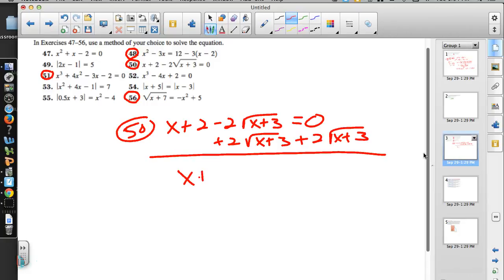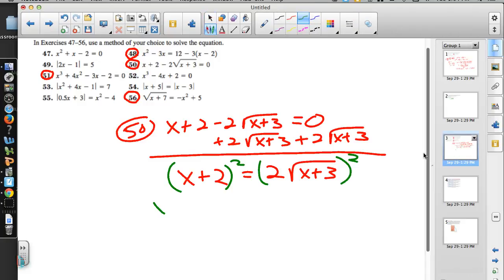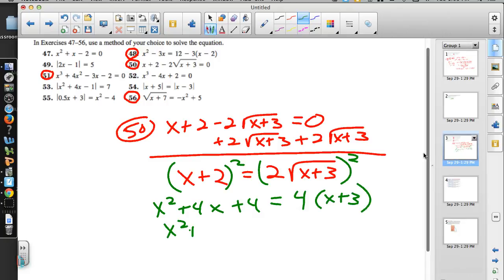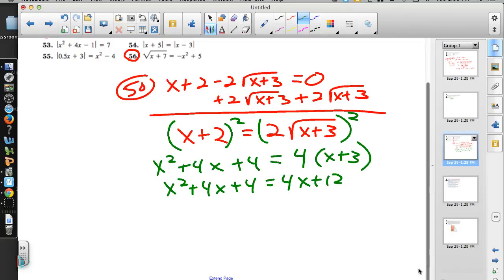And that will give us x plus 2 equals 2 square roots of x plus 3. Now, solving with roots is not a lot of fun, so let's square both sides and get rid of that. And 2 squared is 4, and the square root of x plus 3 squared is x plus 3. So x squared plus 4x plus 4 will equal 4x plus 12. So interesting again how our x's are going to drop out. So if we subtract 4x from both sides, those are gone. And we have x squared plus 4 equals 12.